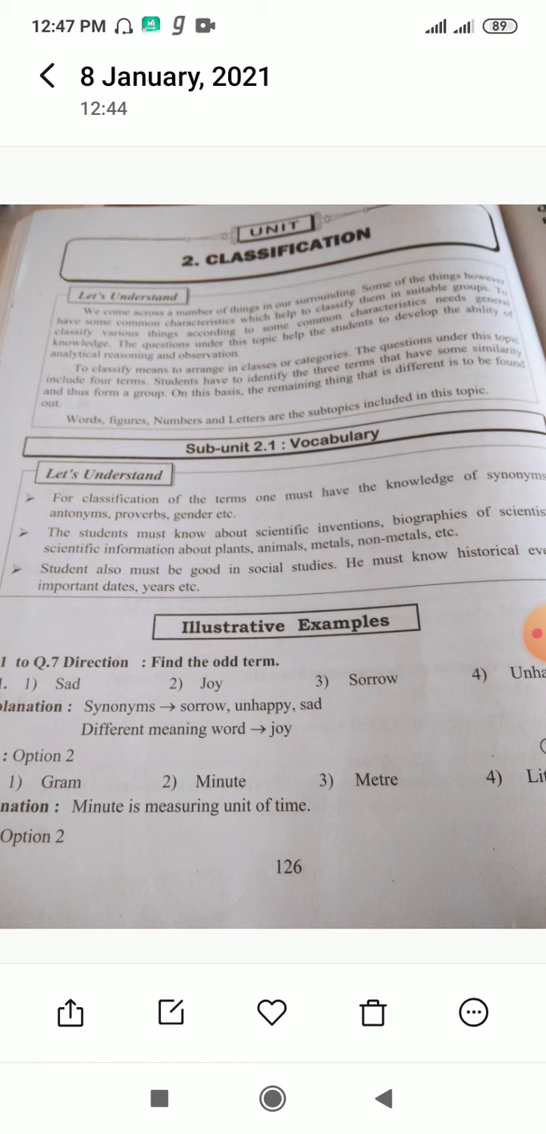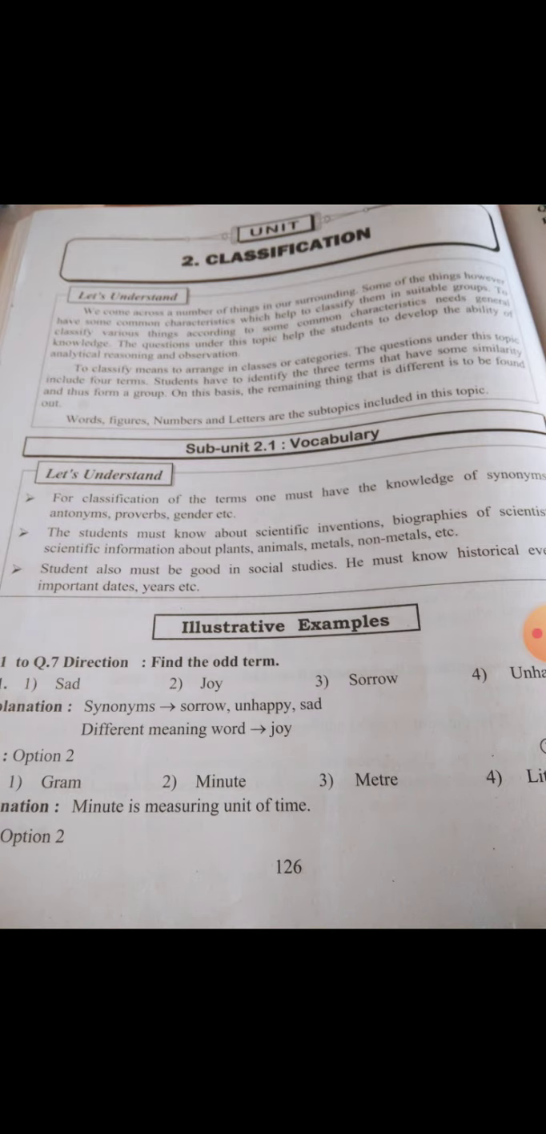From subunit 2.1, vocabulary. Vocabulary means the words which are used in English, and from this we learn about synonyms, antonyms, proverbs, gender. We need all this information to solve this unit.